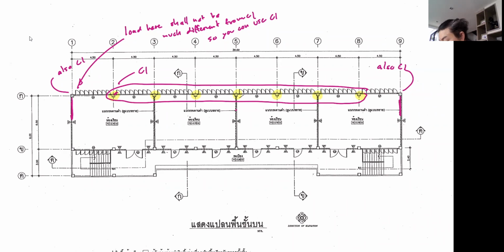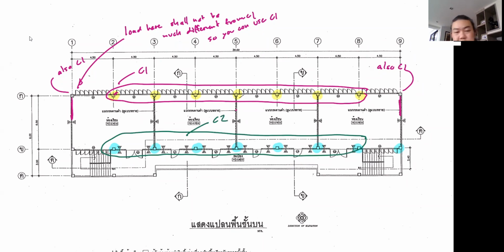Okay, it's going to be this one. Generally, when you look at this, you can say that this is going to be your C2. Okay. So in a similar fashion, you try to figure out the most critical one and design for it.